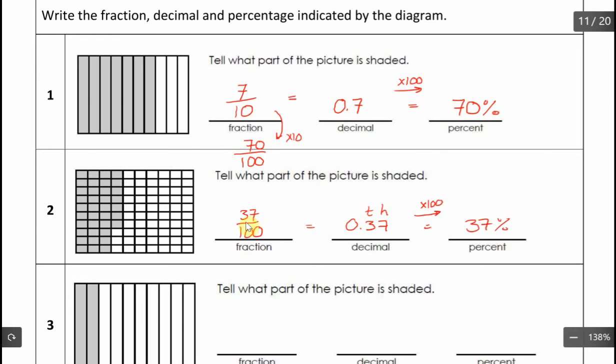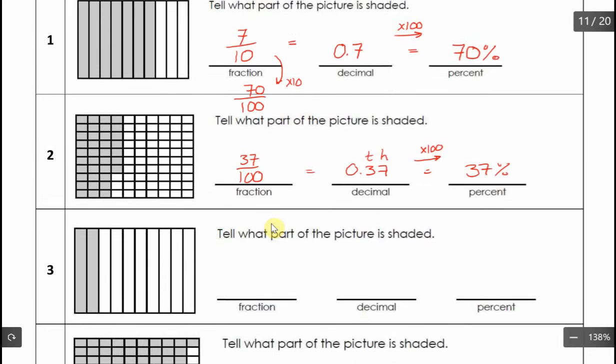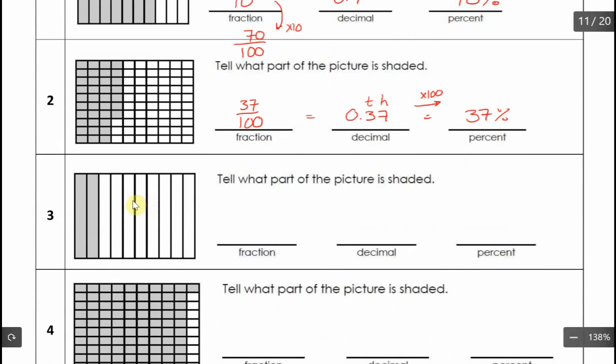Or the other way to think of it, it's already 37 per 100, so 37% we can get from the fraction here. Okay, get back to tenths here. We've got 2/10 shaded in, and that will be equal to 0.2 because that's a 2 in the tenths column, and as a percentage that is 20%.